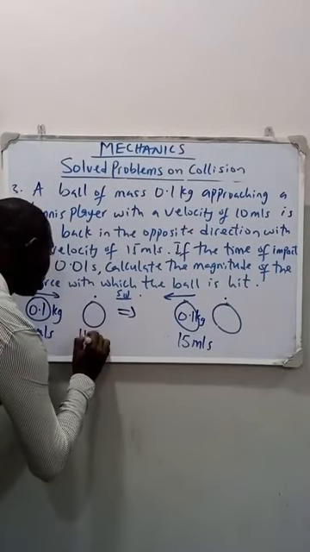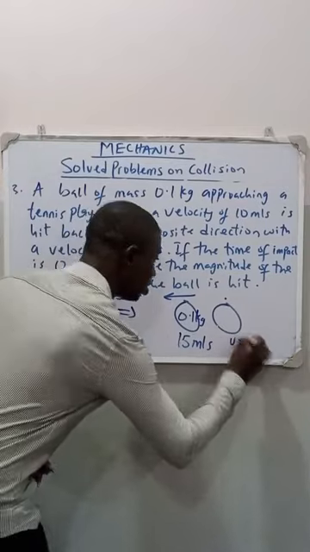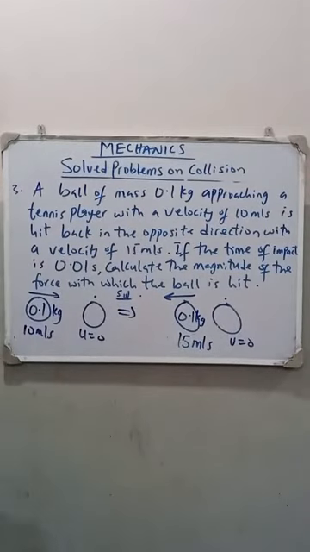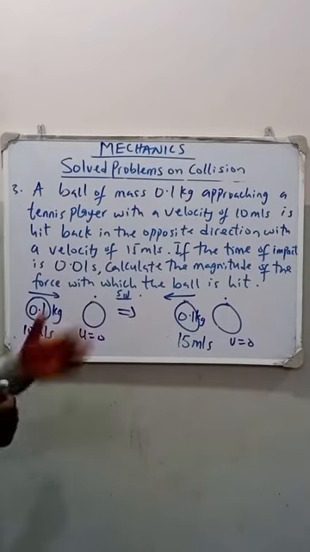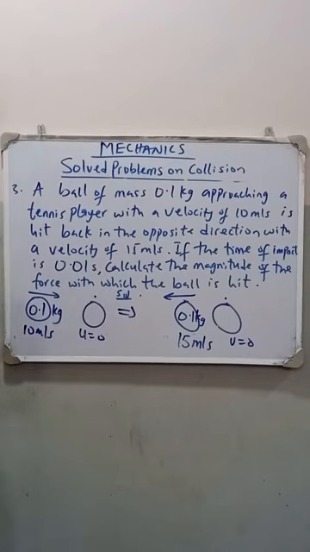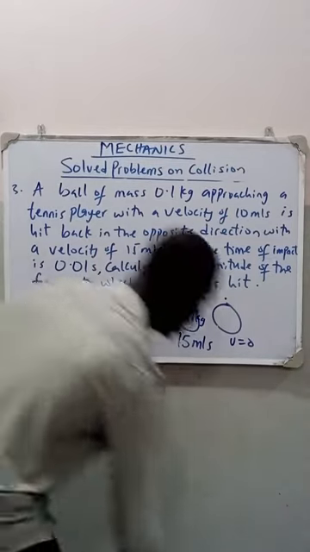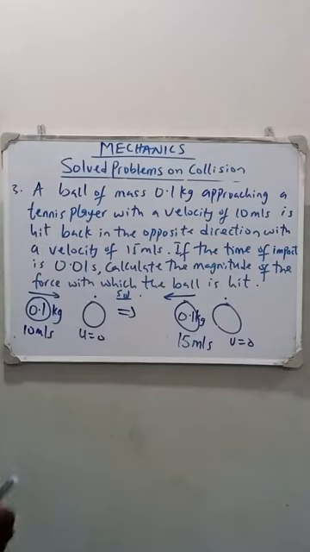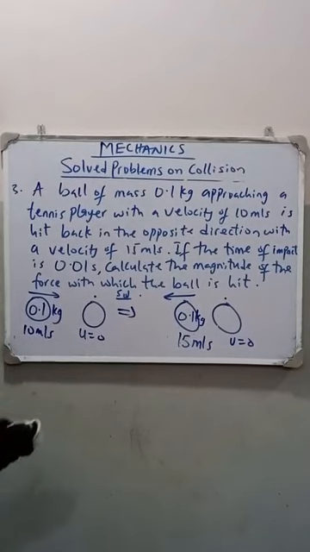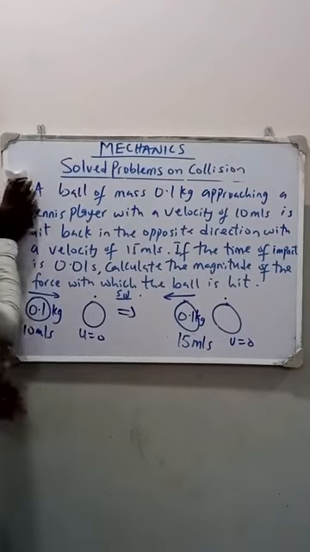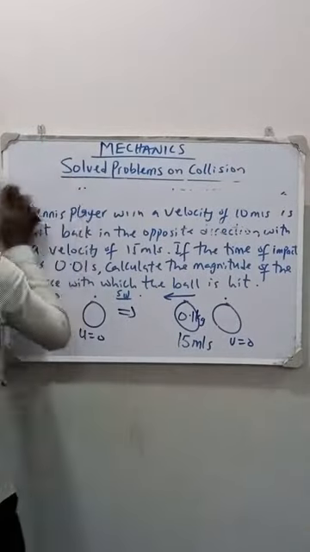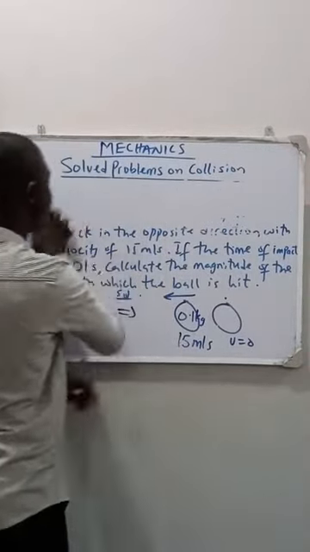So here v is 0, also v is 0. So that's our diagram that illustrates that. Now we want to calculate the magnitude of the force with which the ball is hit. Don't forget, still under our collision problem, the first thing we need to do is to apply the conservation of linear momentum. That is, the momentum before collision is equal to the momentum after collision.